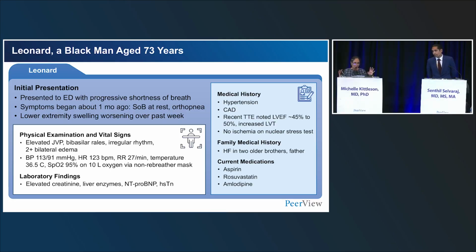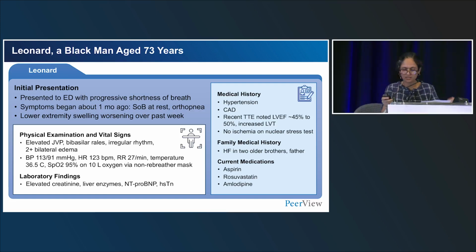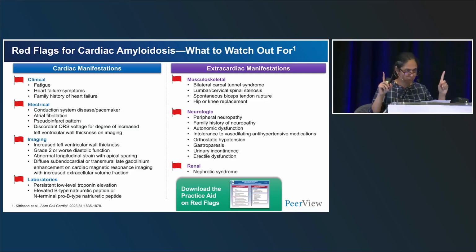Amazing. And it's so important not to write things off. Well, he's an older Black man. Guy's got hypertension. It's all got to be that. Look deeper. Think about what doesn't fit. This family history, this mildly reduced, low normal ejection fraction. What's going on? And that brings us to the red flags for cardiac amyloidosis. It's kind of the tip of the iceberg. What lies beneath we talked about before, but reinforcement is so key.